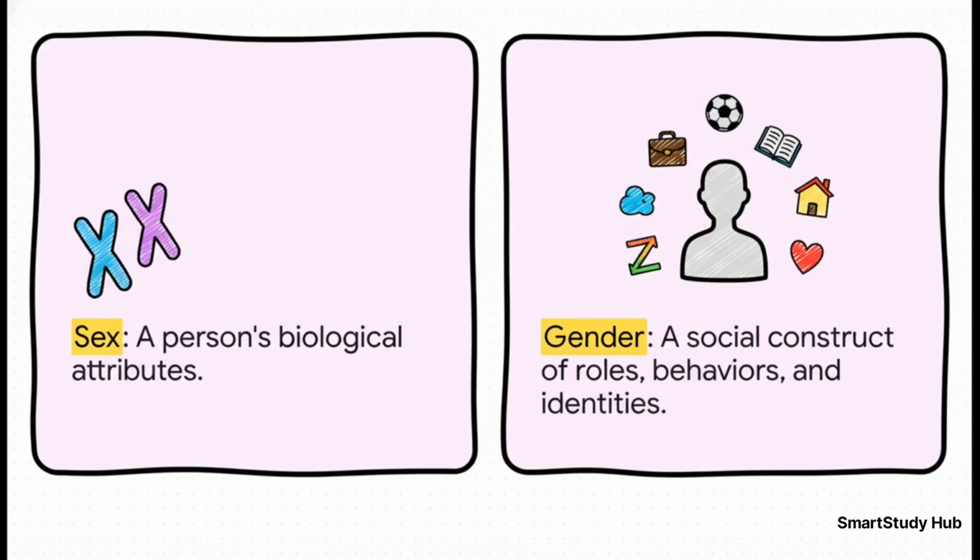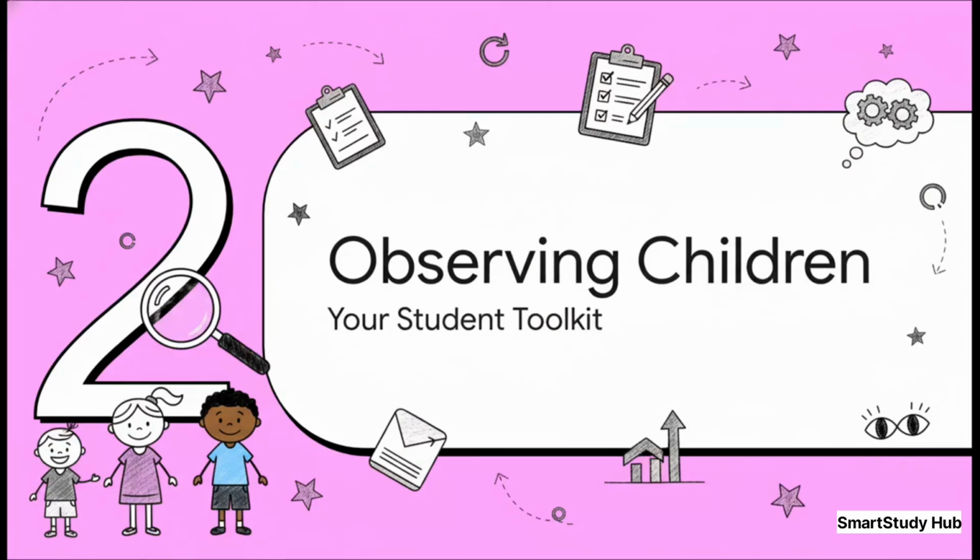And this brings us to a concept that is so important in a modern classroom, the difference between sex and gender. The syllabus is really clear on this one. Sex refers to the biological stuff, right? But gender, that's a social construct. It's about the roles, the behaviors, and the identities that a society expects from someone based on their sex. Understanding this is really the first step to breaking down gender bias and creating a learning space that's truly sensitive and fair for everyone.